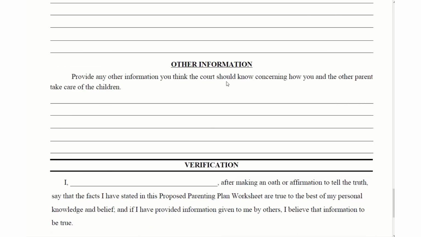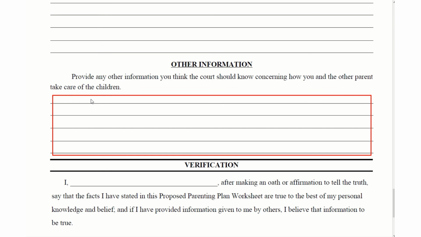Moving down to the middle of the page on other information, you could put anything else here that you want the court to know that might explain how you and the other parent have cared for the children, or how you've shared how you've made decisions, or how you've not shared how you've made decisions. But that information can be added here. If there isn't anything else you want the court to know, then you can leave that blank.